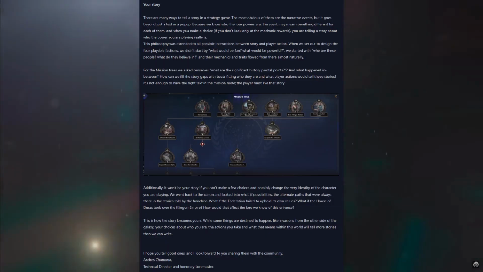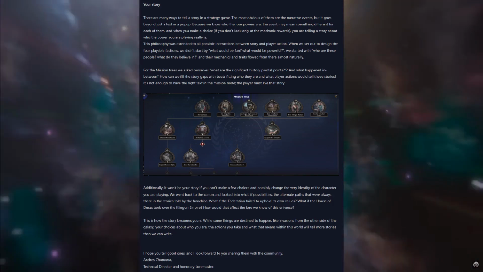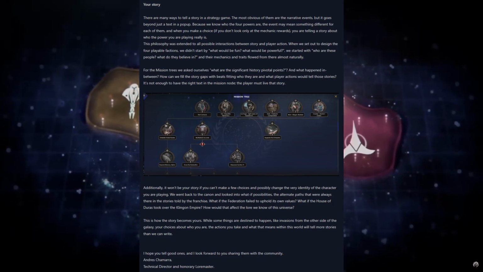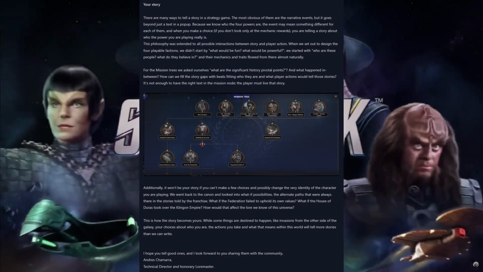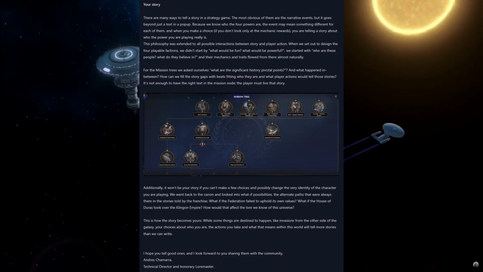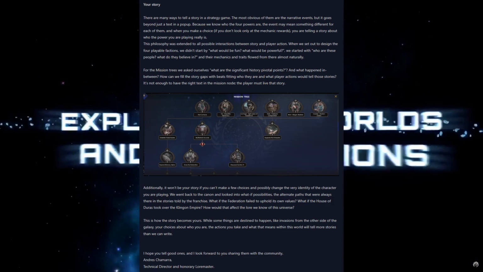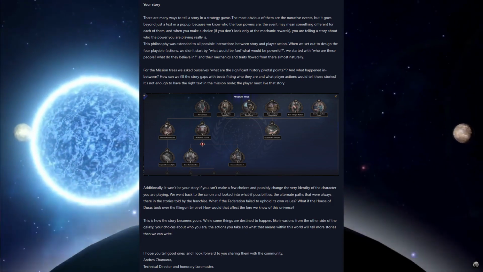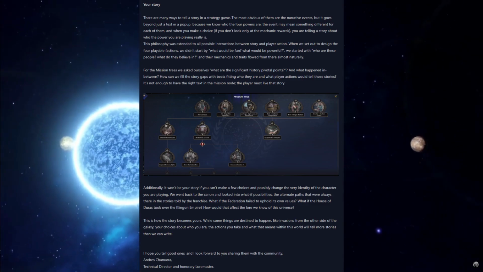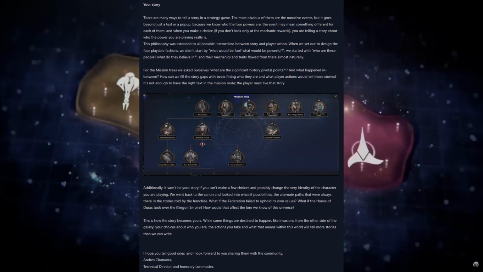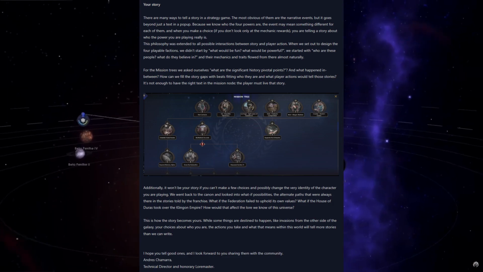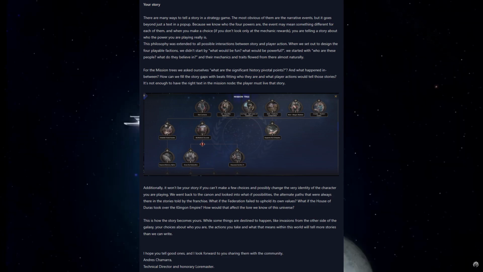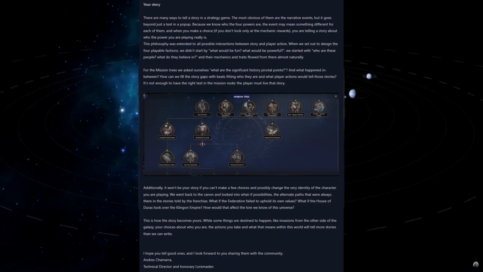So, your story. There are many ways to tell a story in a strategy game. The most obvious of them are the narrative events, but it goes beyond just text in a pop-up, because we know who the four powers are. The event may mean something different for each of them, and when you make a choice, if you don't look only at the mechanic rewards, you are telling a story about who the power you are playing really is. The philosophy was extended to all possible interactions between story and player action.